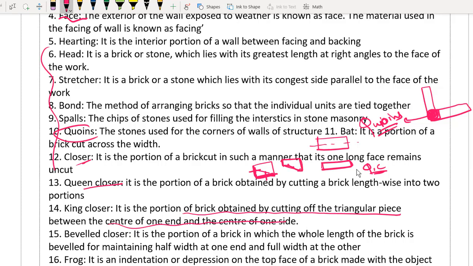Okay, let me draw it again. Here it is full, like this, like this. So this is your king closer. Fine, right? Did you understand?